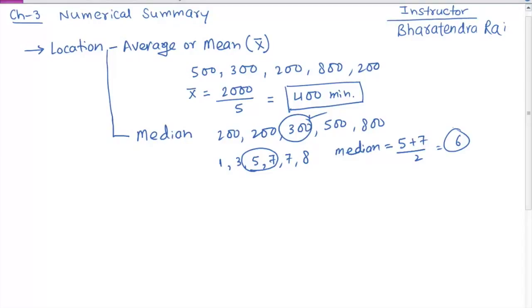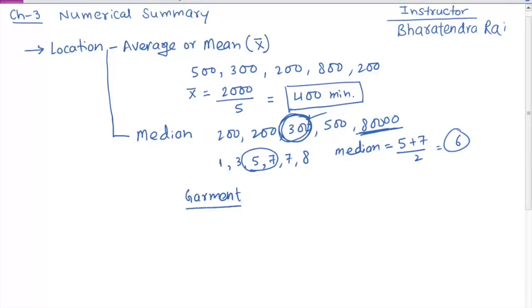And one more thing you can notice is that median is more stable than average. Suppose instead of 800, this last data point was say 80,000, a very big number compared to all the remaining 4. Still the median will be 300. So it is not affected by extreme values, whether on the lower side or on the higher side, so it is more stable. Let me take one example from the garment industry.